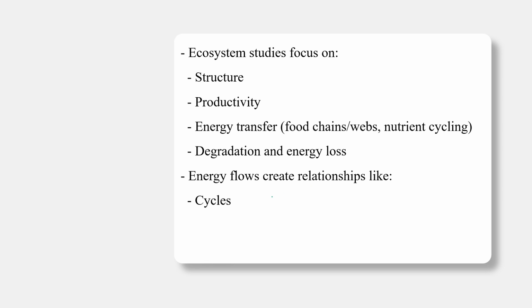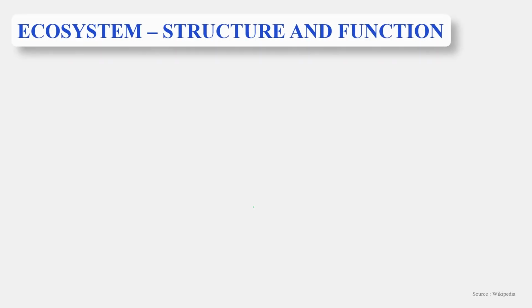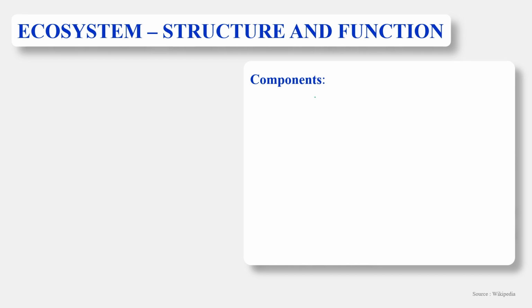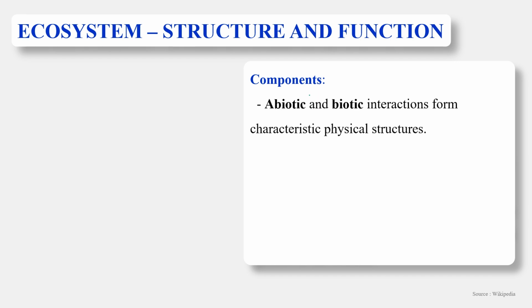Energy flows between various food chains or food webs, and there are different types of cycles, similarly the nutrient cycle. So energy flows from one level to another. These are the main points on which ecosystem study mainly focuses. So, ecosystem structure and function. Let's discuss the components of ecosystem.